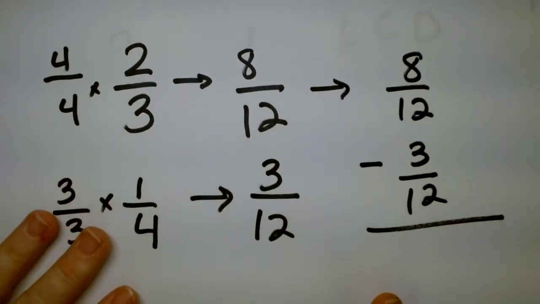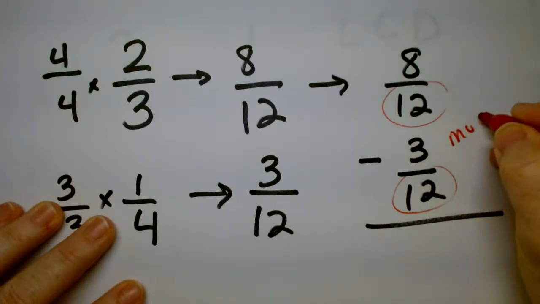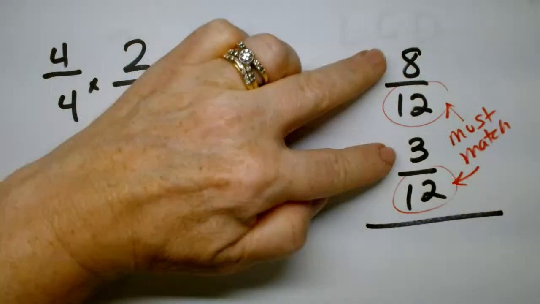Let's get that up there. Okay. Do you see how the bottoms match? All right. So these must match. And if they don't, you have to scale one or both of them up. We scaled both. And then you just do whatever you need to do to the top.